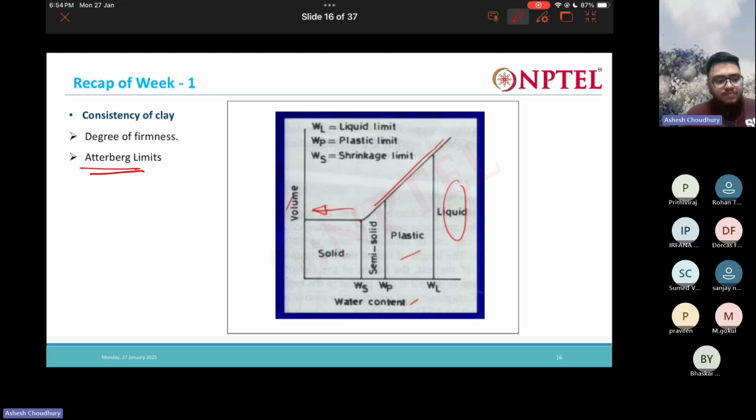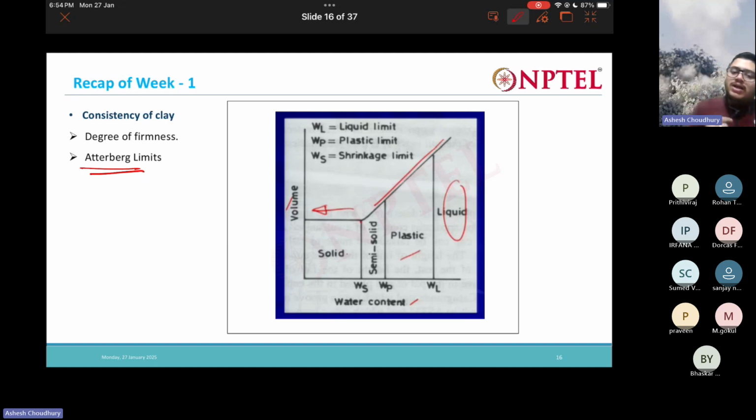Now, if a soil mass has a water content greater than WL, which is known as the liquid limit, the soil is going to have a liquid consistency. It's just going to flow. You cannot mold it in any shape. It's just going to flow, flowy soil. If the water content of any soil is greater than WL, it will be liquid.